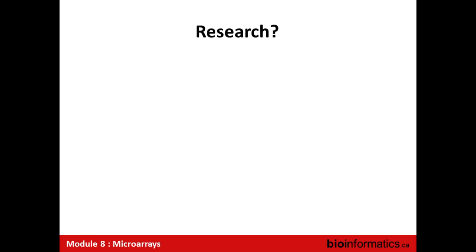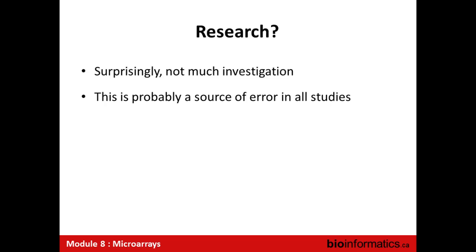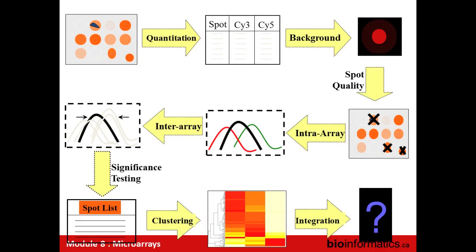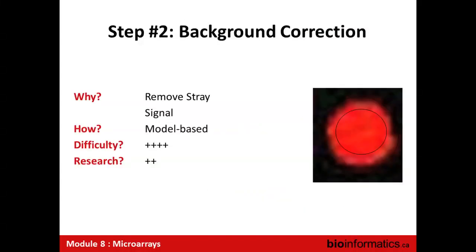Okay. So image segmentation is a bit depressing. Background correction is a little less depressing. The idea here is that you've got stray signal or stray hybridization around each of your spots, and you want to remove them. This also turns out to be a very difficult problem, which could also benefit from a lot more research.